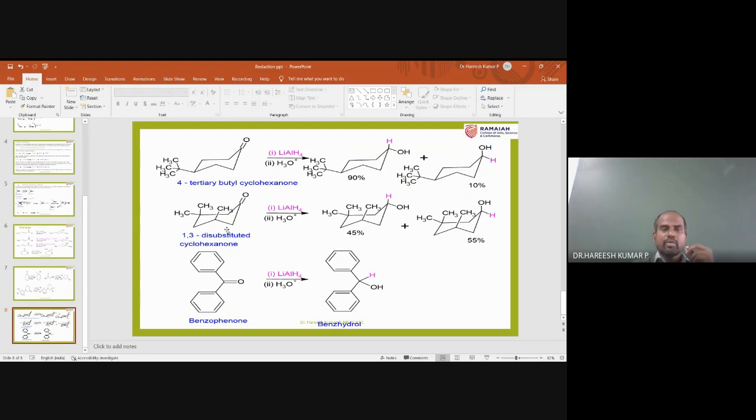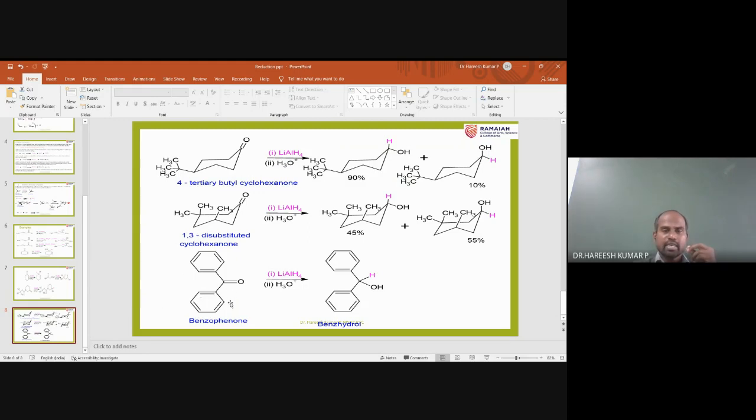Here I am talking about the 1,3 interactions: 1, 2, 3, 1, 2, 3. So 1,3 diaxial interaction means steric hindrance. In this case, 1,3 disubstituted cyclohexanone, lithium aluminum hydride can attack from here and it can attack from this side. The equatorial hydroxy, meaning the hydride coming from here, is a lower percentage, 45%. The hydride coming from the other side is a higher percentage, 55%.